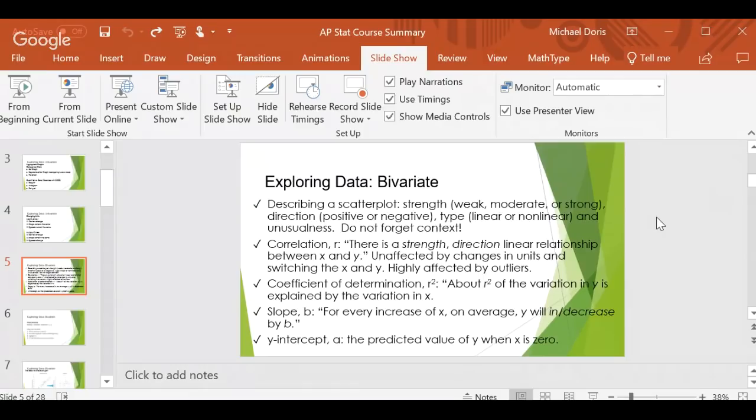Y-intercept, the key there is make sure you get the word predicted in there. It's the initial value. Remember that the y-intercept doesn't always make sense in the context because it's sometimes extrapolation. So it might come out negative and not make sense.